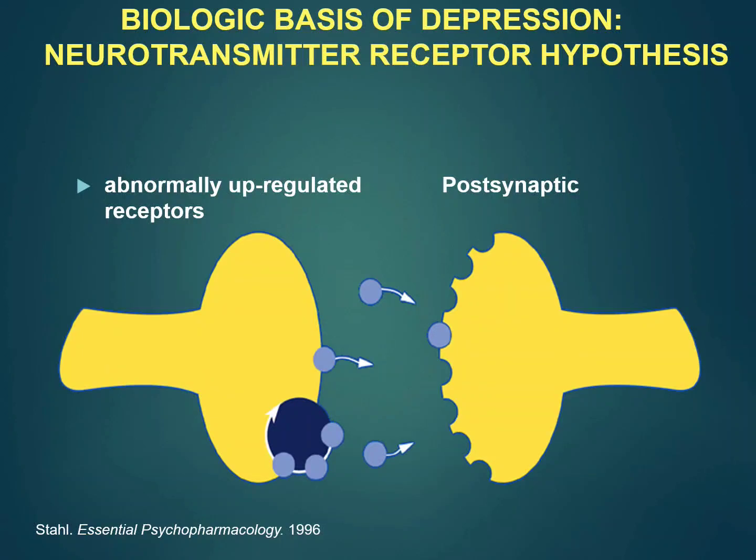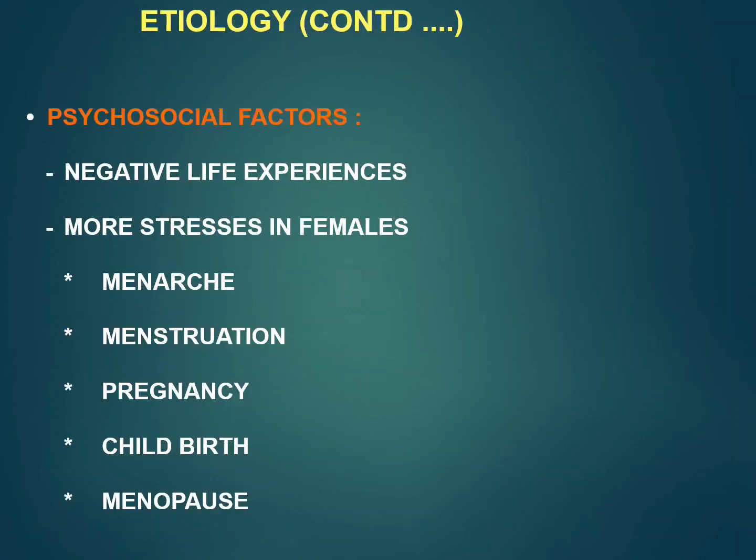Then there is another biological basis, which is at the receptor level. It's abnormally upregulated receptors. When the monoamines are less, the receptors get upregulated. They become more sensitive, because the monoamine level is less, so they have to become more sensitive and produce a similar effect to what they would with a normal monoamine level. So both upregulation and deficiency of monoamine at the synapses lead to depression.